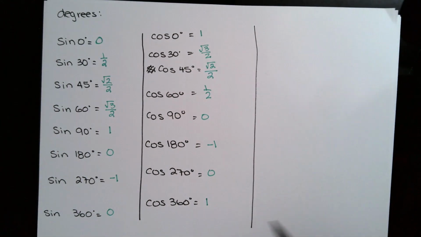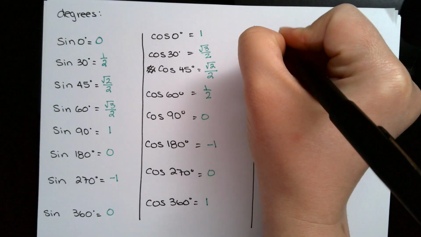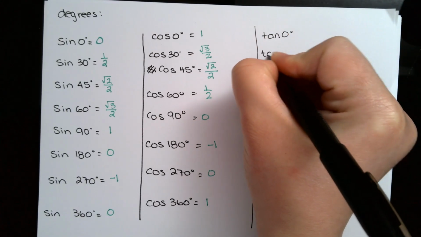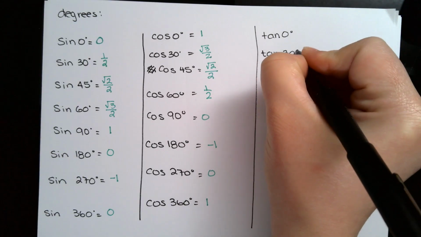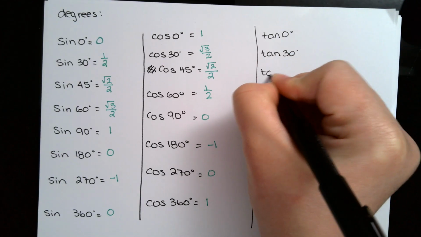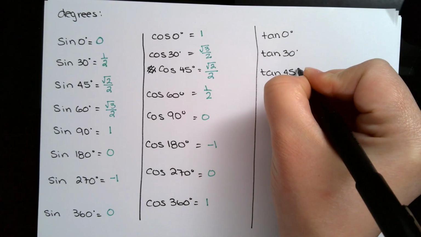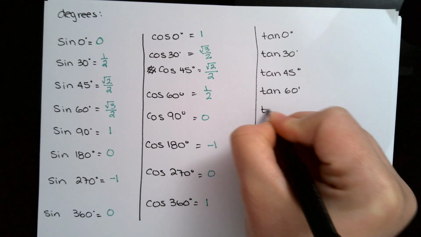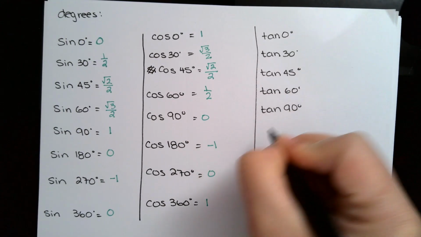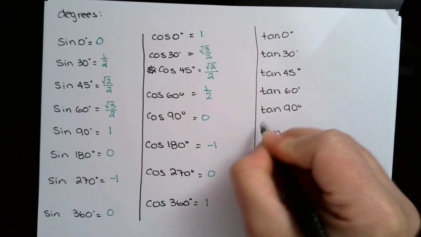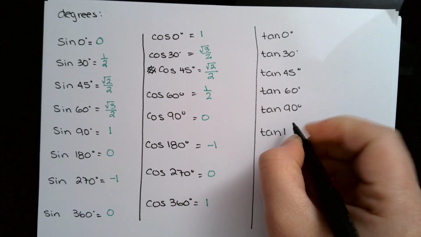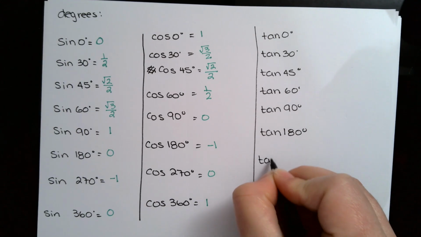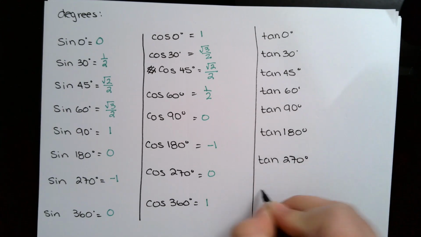Okay, next one, we have tangent. So we've got tangent of 0, tangent of 30 degrees, tangent of 45 degrees, tangent of 60 degrees, tangent of 90 degrees. I know once we derive this, once we come up with these tables, beautiful people, then it'll be a little more entertaining on the lesson. We just have to get through this together.